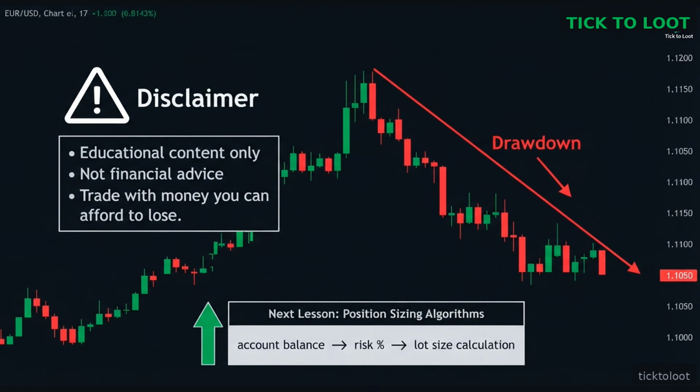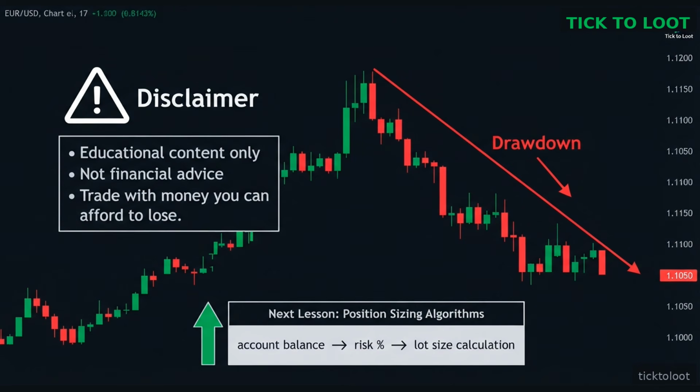Now, looking ahead, our next lesson in Unit 11 will focus on position sizing algorithms. We'll explore how to let a computer calculate the exact lot size for each trade based on your account balance, risk tolerance, and the specific volatility of the pair you're trading. You'll see step-by-step code snippets that automatically adjust your position so that a 2% drawdown never exceeds your predefined limit.